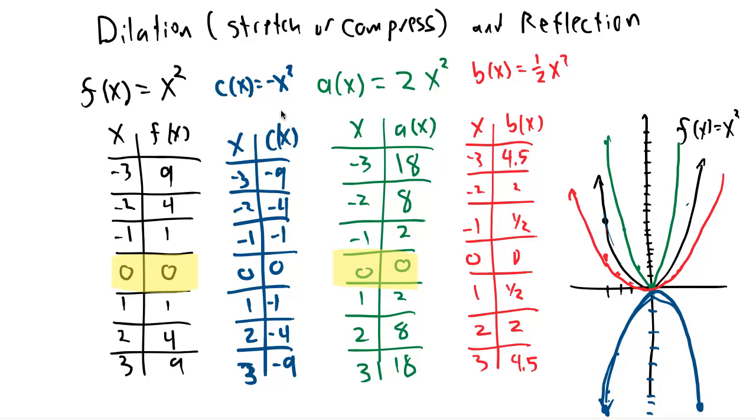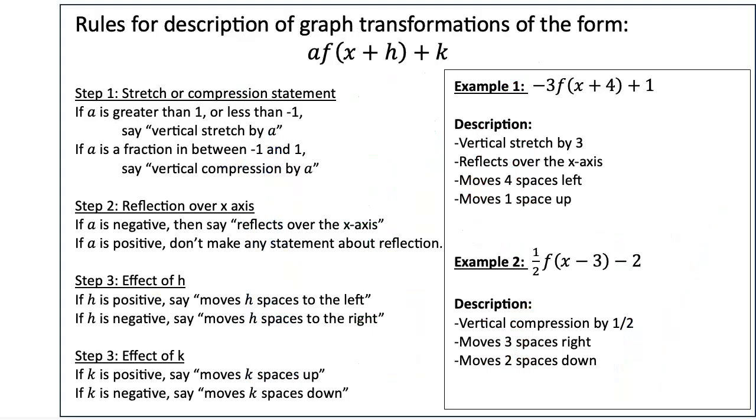If you have a number in front, that's either going to stretch or compress. Numbers greater than 1 are going to stretch it up. Numbers that are fractions are going to compress it. So here's a nice summary table. Rules for the description of graphs of transformations in the form a f of x plus h plus k. Now, you might be wondering, what in the heck is this? So this is what if you did all the transformations at once, okay?